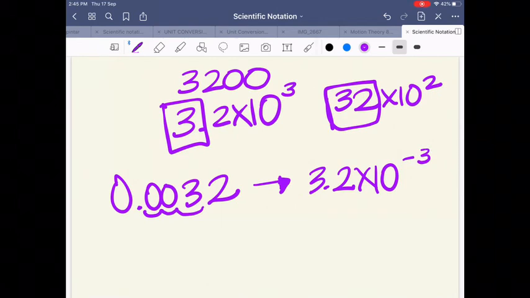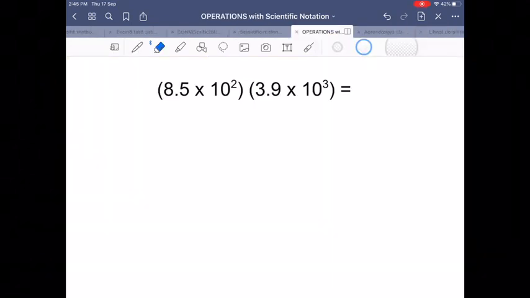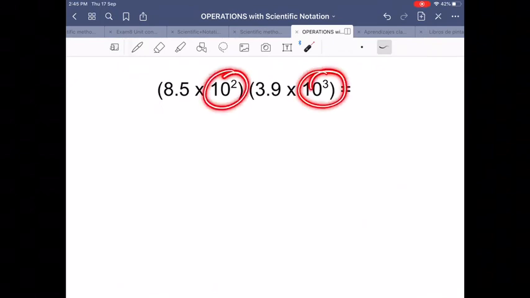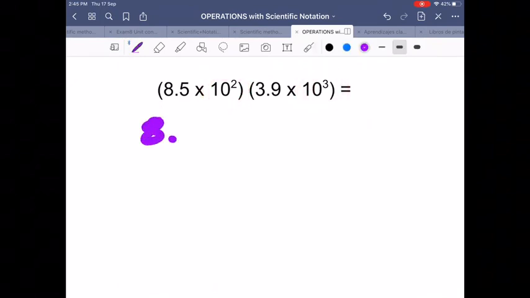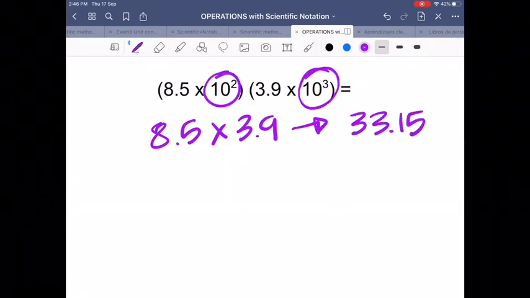Okay? Now let's do a multiplication problem and a division problem. While multiplying scientific notation, you need to multiply 8.5 times 3.9 first, and then this. So you'll have 8.5 times 3.9, and it will give you 33.15. And now you shall multiply your exponents. 10 to the second power times 10 to the third power.